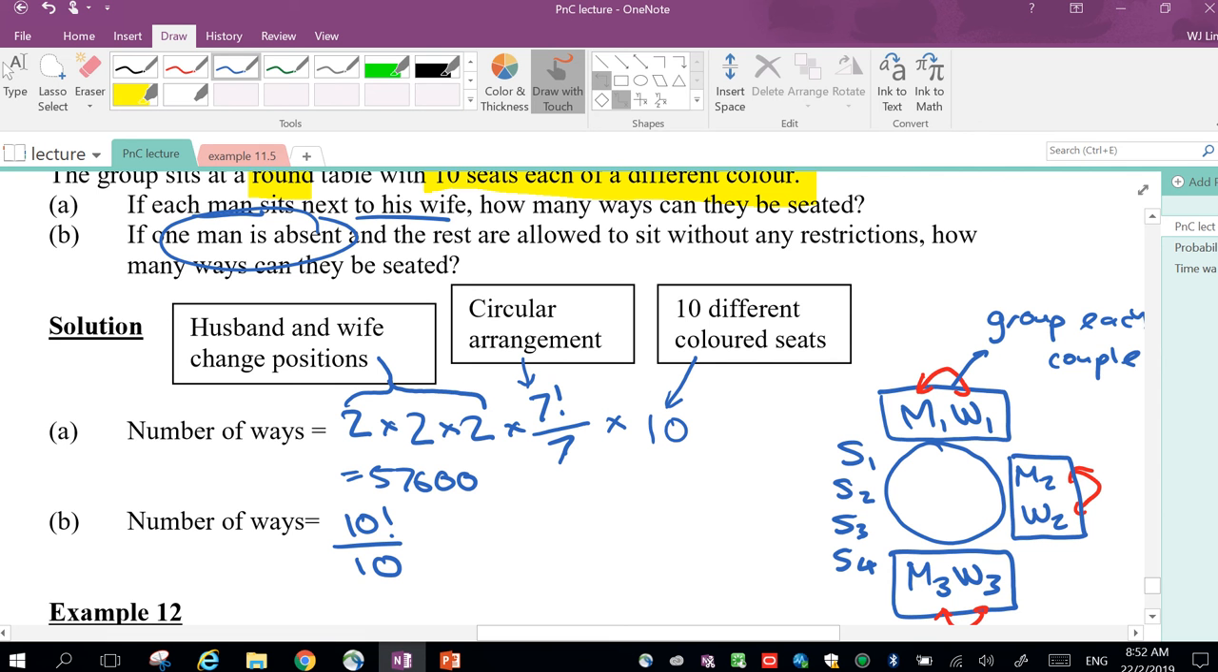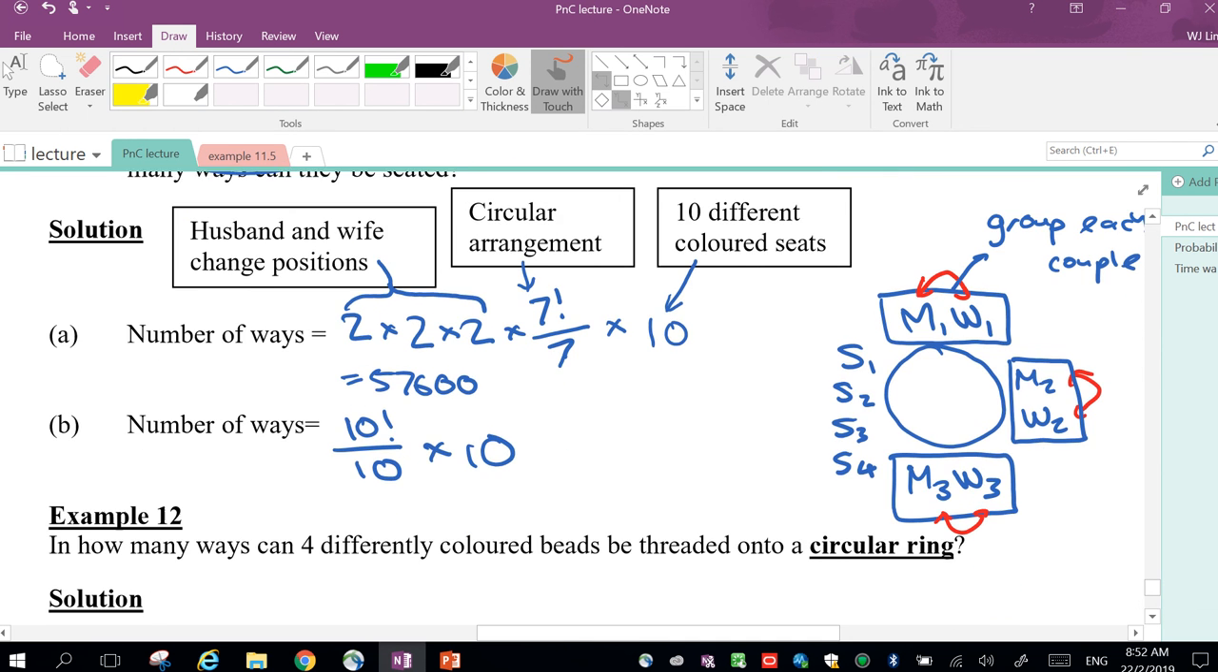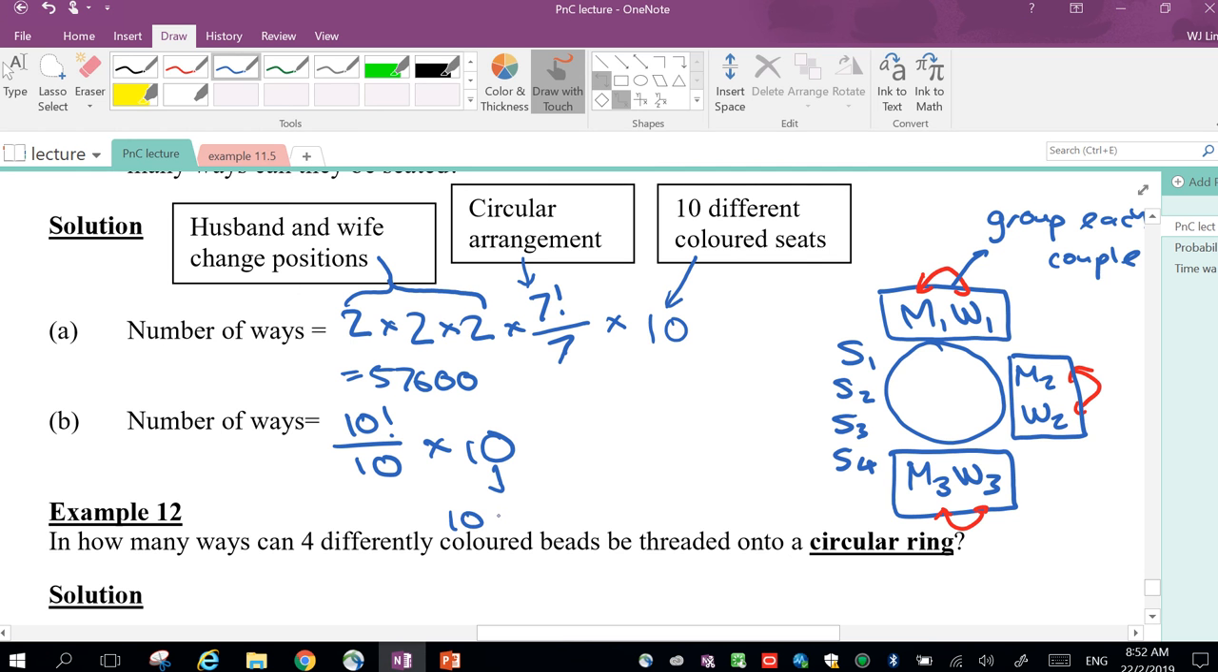We treat the vacancy as if there is a person. Then times 10, because there are 10 colored seats. So total 10 factorial, which is 3628800.